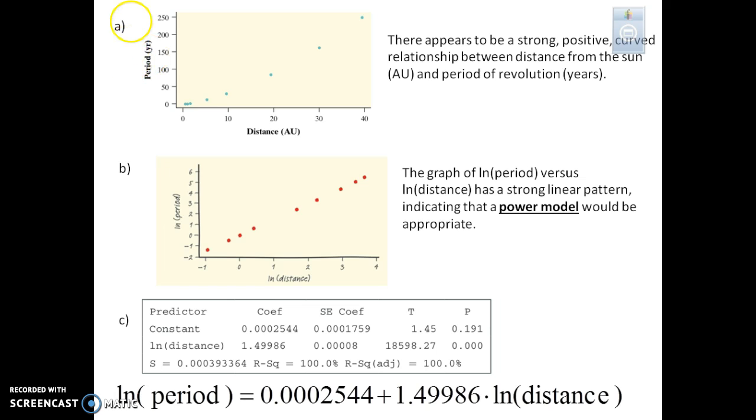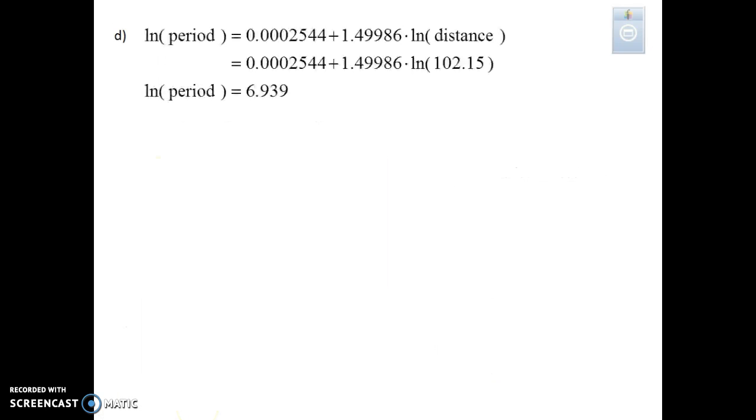Now, you have to be careful that when you make predictions and you input your x, you have to make sure you take the natural log of that before you put it into the model. And then also, it's actually giving you the natural log of period. So how are we going to deal with that? So we want to make a prediction for an AU of 102.15. So I input all this, I take the natural log of it, multiply it by the slope, add the y-intercept, and the natural log of period is 6.939.